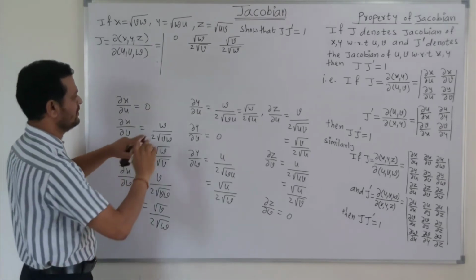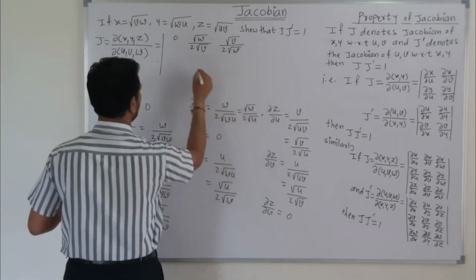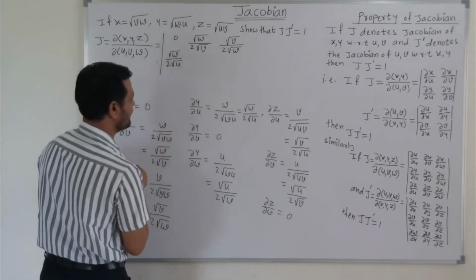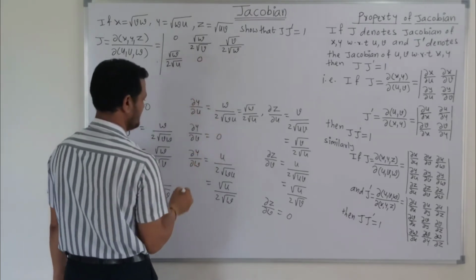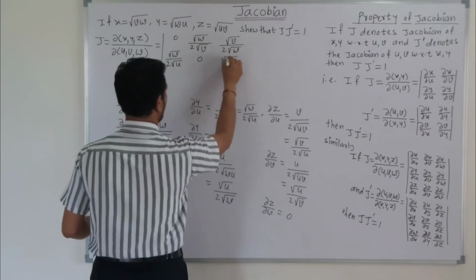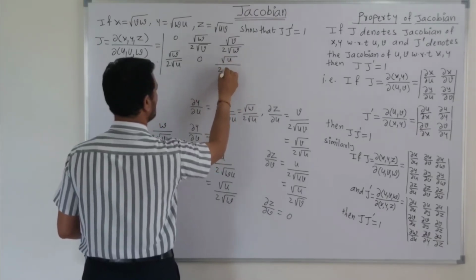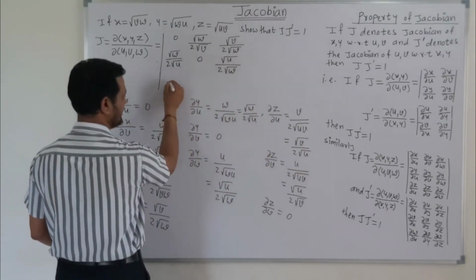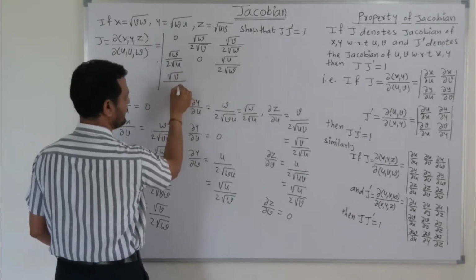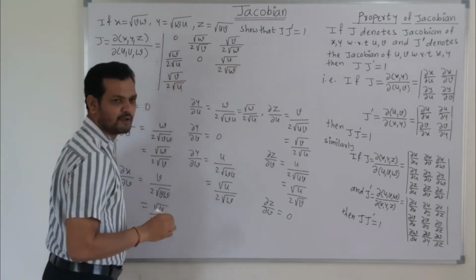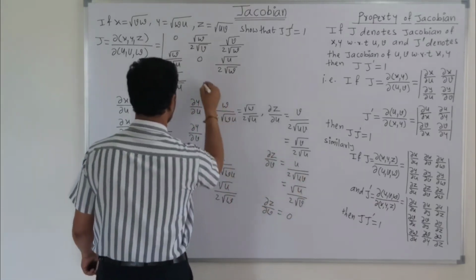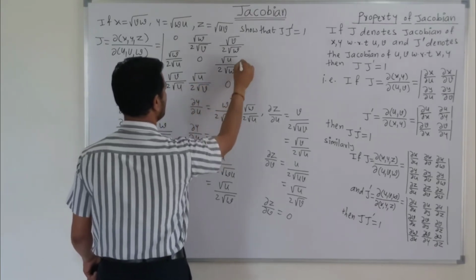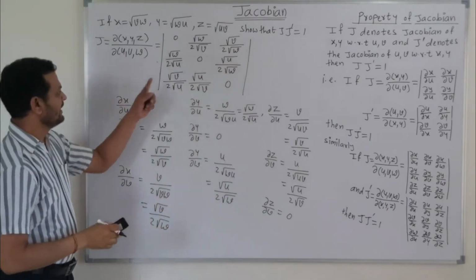So this is the first row. Now the second row is: root of w upon 2 root of u, then this term is 0, then this term is again root of u divided by 2 root of w, then again this derivative, just simplify this, is root of v divided by 2 root of u, then this term is root of u upon 2 root of v, and this term is 0. So in this way we get the value of this determinant.